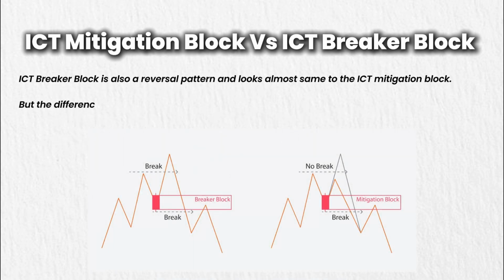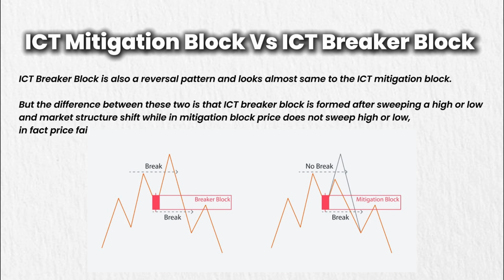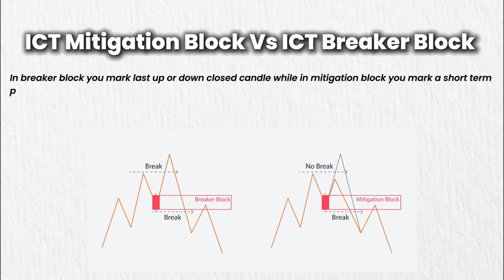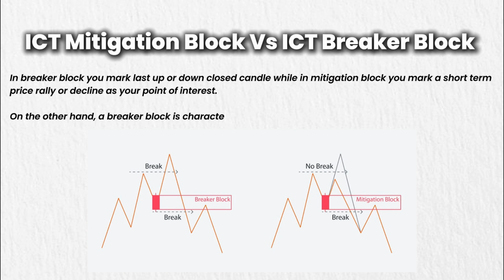ICT breaker block is also a reversal pattern and looks almost the same as the ICT mitigation block. But the difference between these two is that ICT breaker block is formed after sweeping a high or low in a market structure shift, while in mitigation block price does not sweep a high or low. In fact, price fails to swing higher or lower and then shifts its structure. In breaker block, you mark the last up or down close candle, while in mitigation block, you mark a short-term price rally or decline as your point of interest.